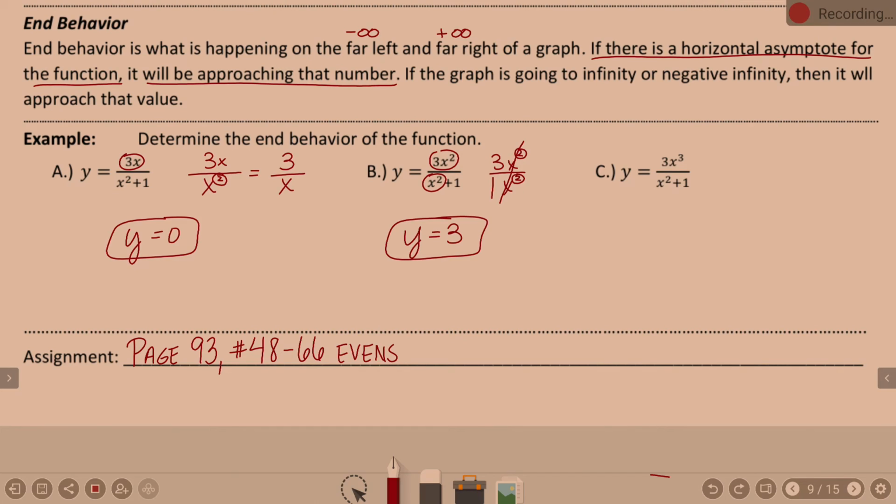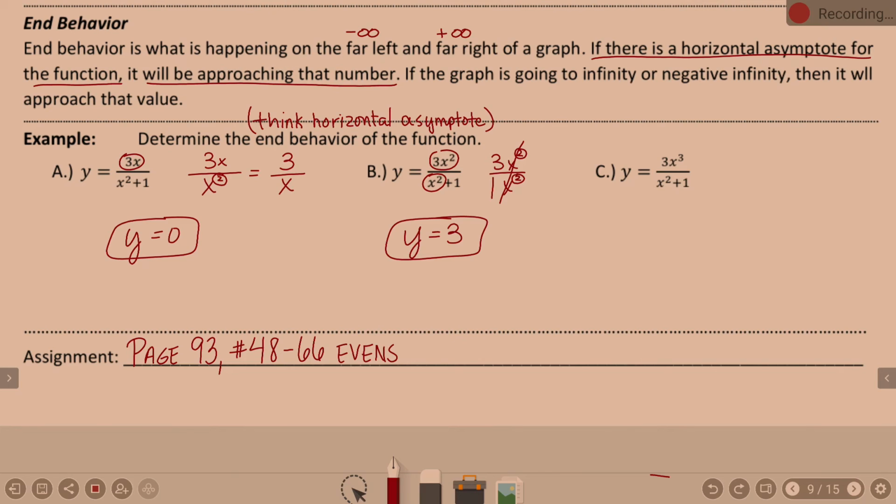Okay. And again, it says determine end behavior. You forgot to write up here. Think horizontal asymptote. Doesn't fully give you the answers, but it'll get you most of the way there.